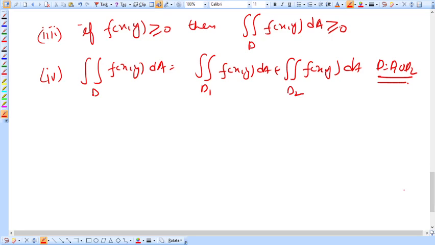You will also see some more properties, so you can write those properties also. Now we are going to see some examples on this double integral. Let us try to evaluate some double integrals.